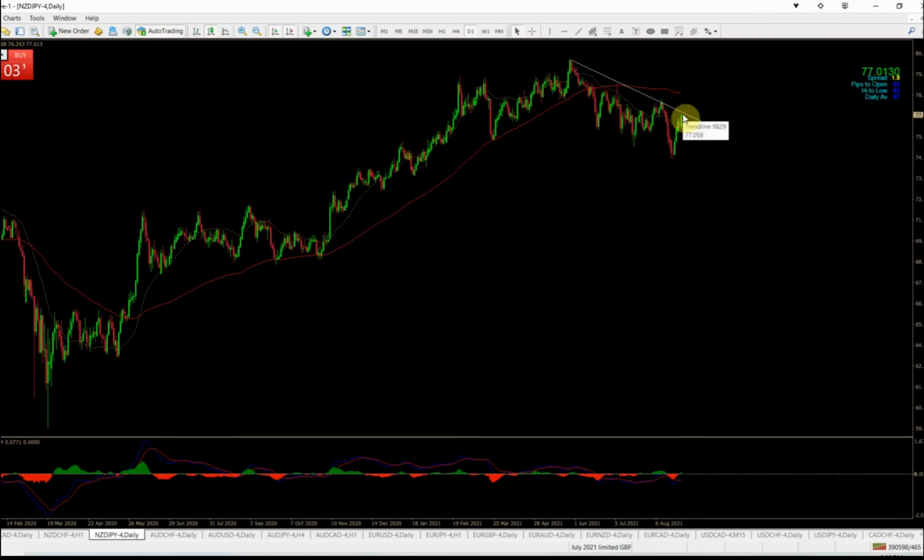So you can see on this pair, on the Kiwi yen on the daily, we're very close to hitting this trend line. What's it going to do when it gets here? Well, that remains to be seen, and there's no point really getting into that at the moment.